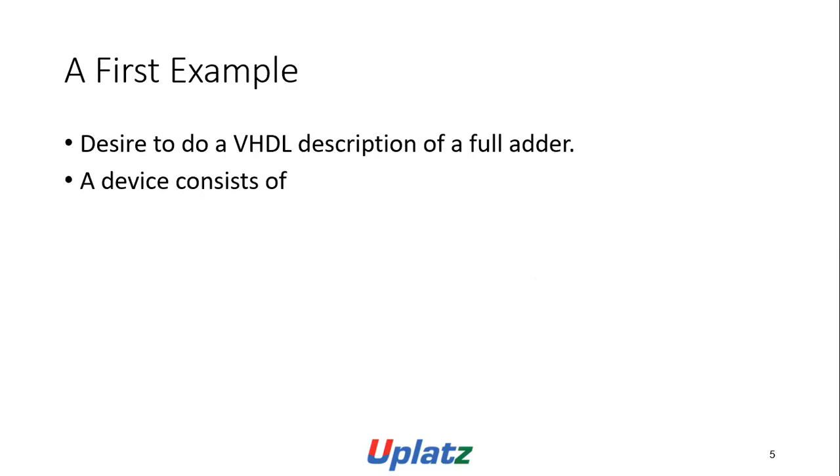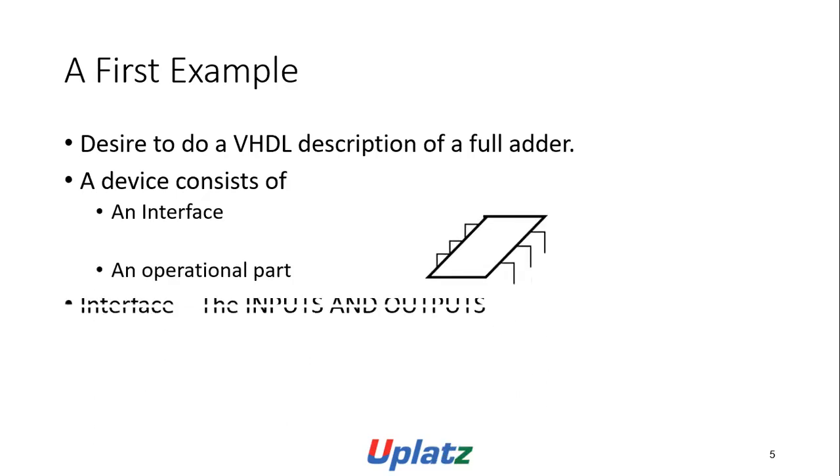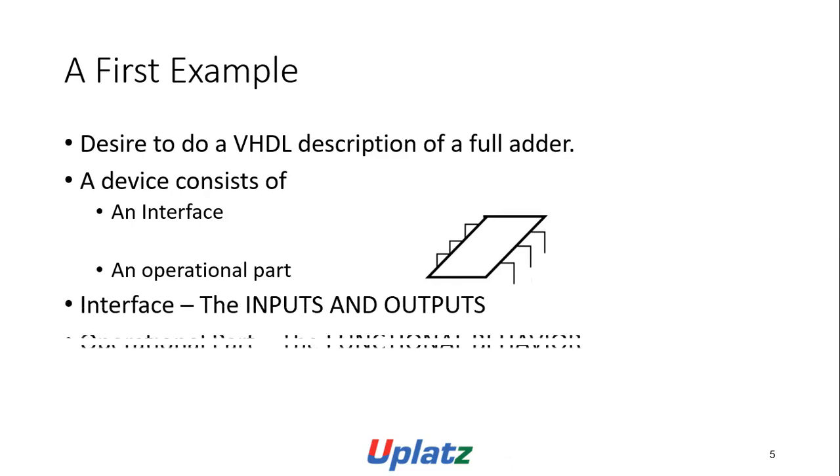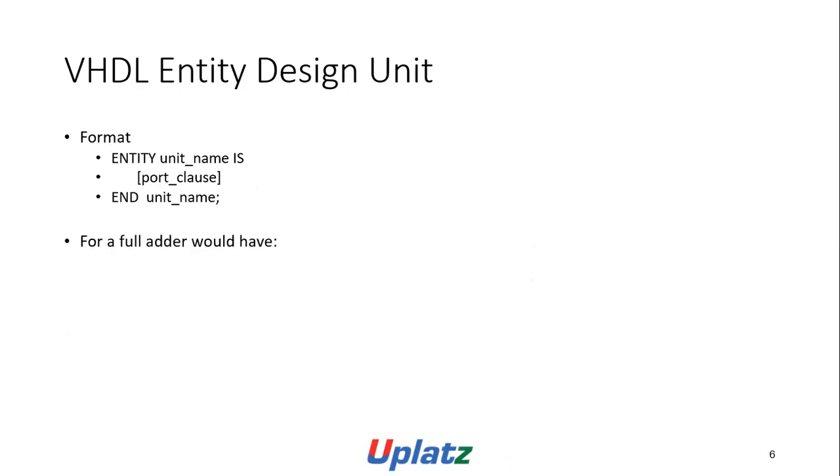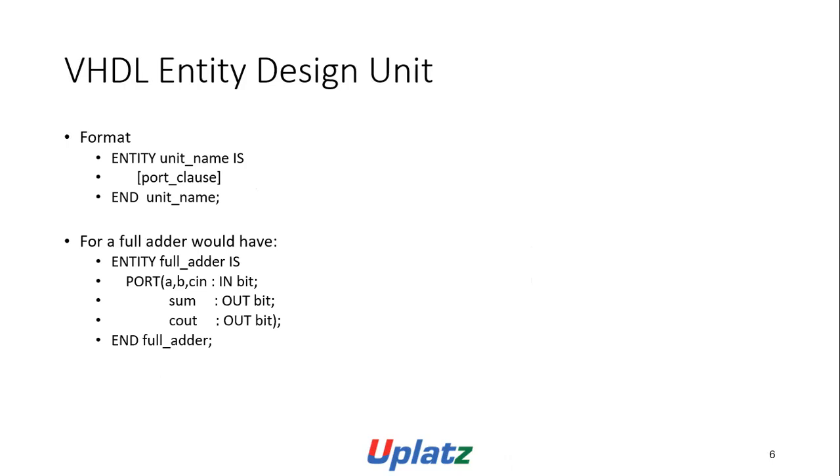A first example: we decide to do a VHDL description of a full adder. A device consists of an interface and an operational part. The interface is the inputs and outputs; the operational part is the functional behavior. The format is: entity, unit name, is, port clause, and unit name. For a full adder: entity full_adder is port (A, B, C_in: in bit; sum: out bit; C_out: out bit); end full_adder.